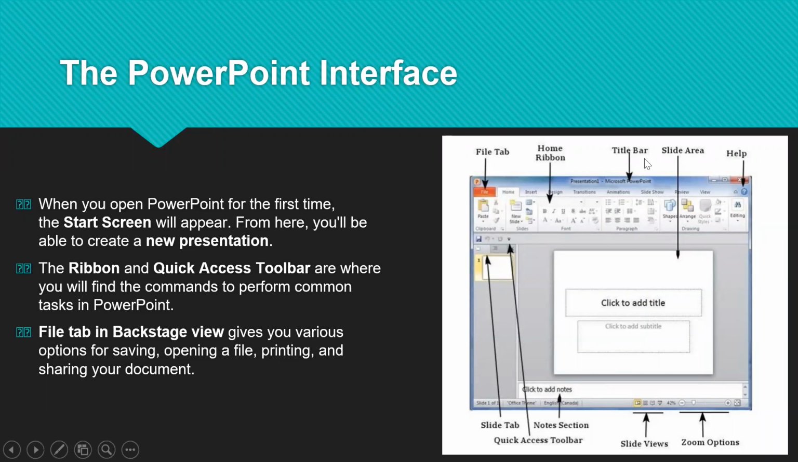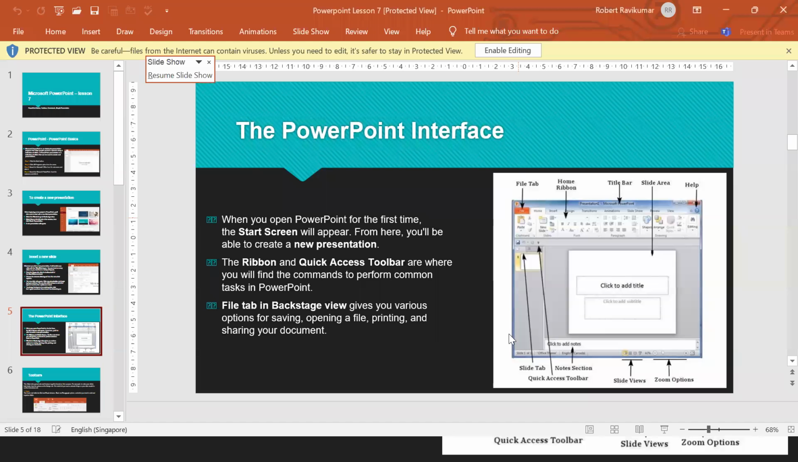If you see this picture, it shows you all the tabs that are present, and under each tab, what ribbons are present and what command groups are present. There is a title bar where you have the file type and the file name, and there is a slide area where you can edit content. There is a help section. There is a slide tab section where you can see all the slides. There is a quick access toolbar. There is a notes section. There is a slide view section. There are zoom options. All these things are present in the PowerPoint interface.